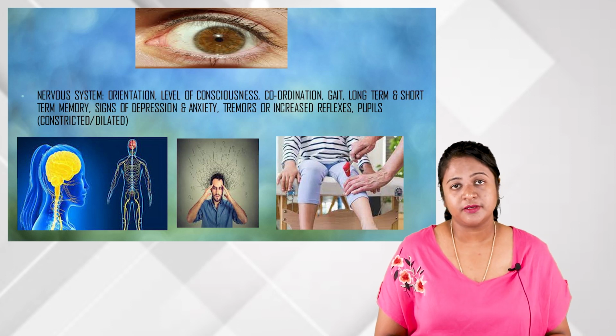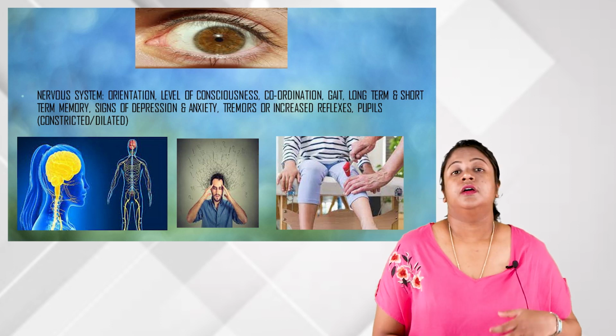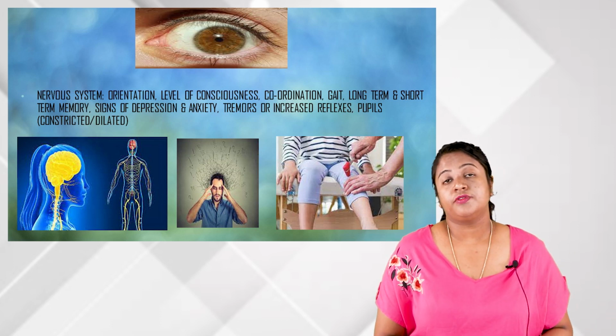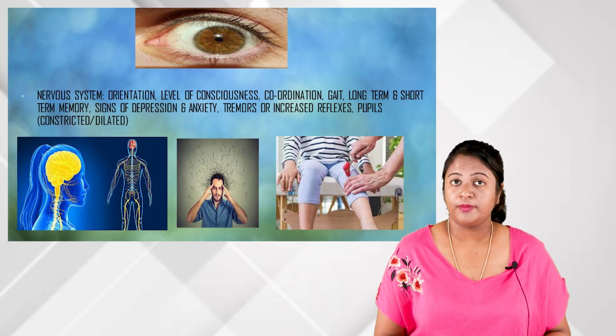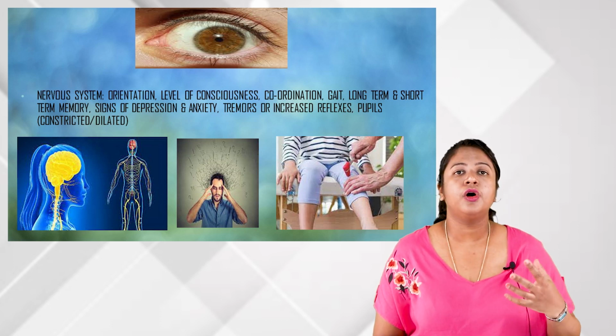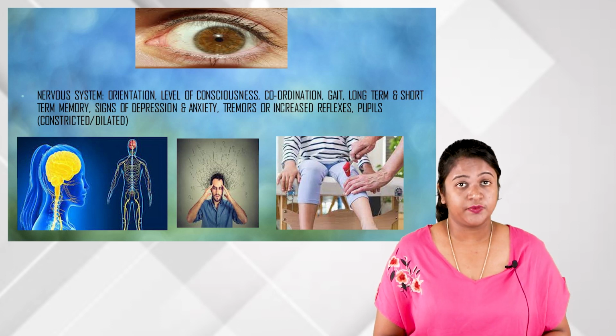In the nervous system, you're going to assess the level of consciousness and the orientation. You're going to check for the coordination and the gait. You're going to check for signs and symptoms of memory loss, signs of depression, anxiety, and changes in the pupillary reaction. All these you're going to observe and examine in the nervous system.